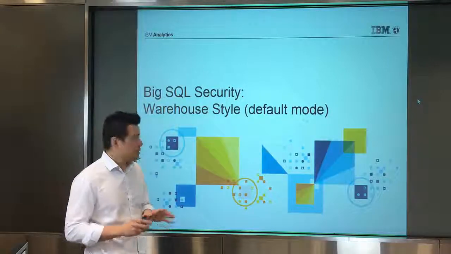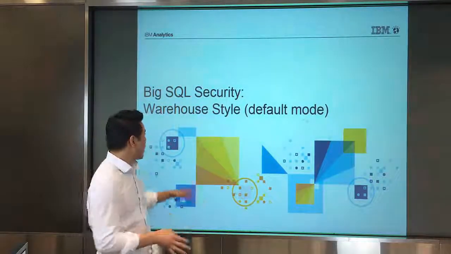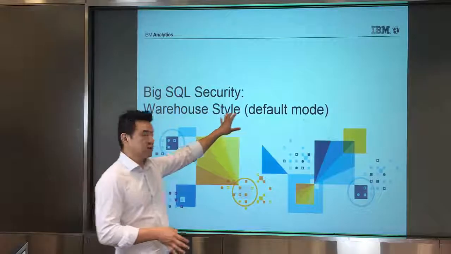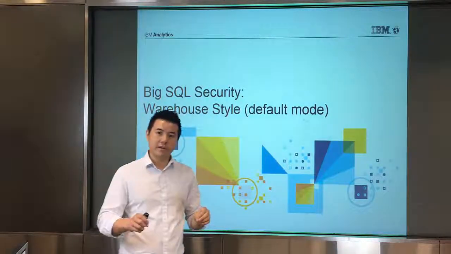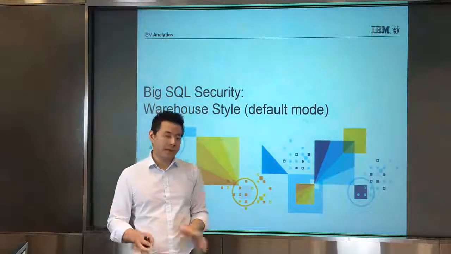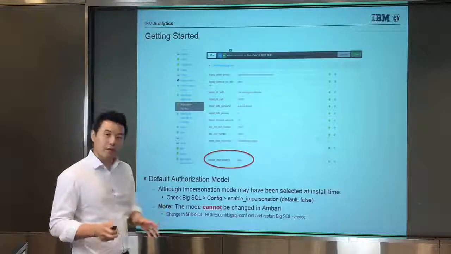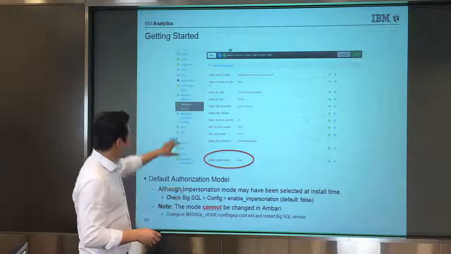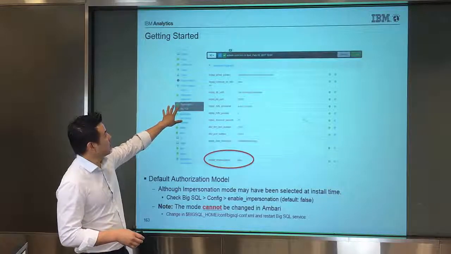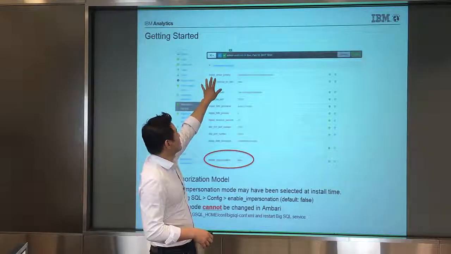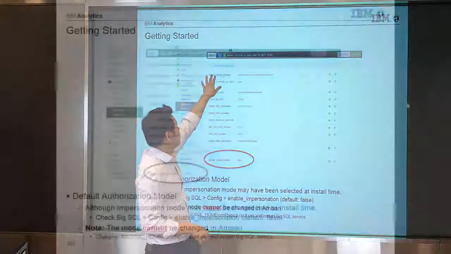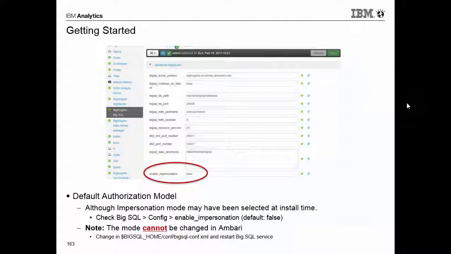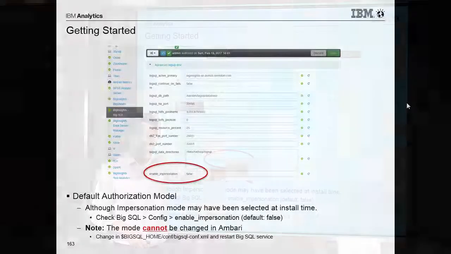All right, in this segment, I'm going to talk about Big SQL security when we're running in the warehouse style or the default mode. So when you've installed Big SQL, this is the mode that is in by default. The way that you can double check that we're in the default mode is if you go into Ambari and you go into Big SQL, look at the advanced config section in Ambari. You see Big SQL env there. There'll be this enable impersonation and it should be set to false.